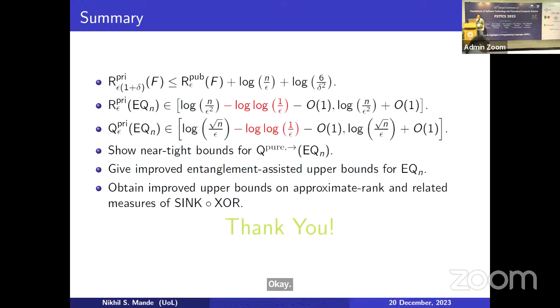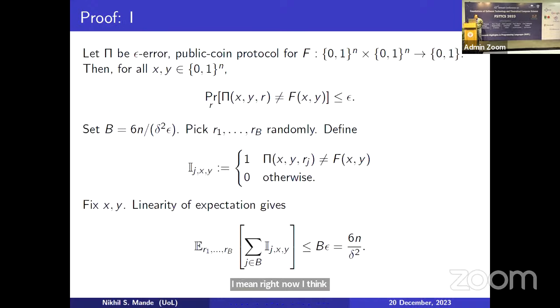So is there any known reduction going the other way, in the sense that suppose you get really, really tight bounds for just equality, does that allow you to strengthen Newman's theorem for arbitrary functions f? I mean, right now I think you strengthen Newman's theorem and as a corollary you get a bound for equality. That's correct. So is there anything that goes the other way?